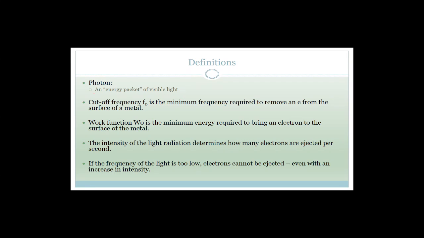A cutoff frequency is the minimum frequency. We call it the threshold frequency. The threshold frequency is the minimum frequency required of the incident light, the light that's shining on it, to be able to remove an electron from the surface of the metal. The work function is the minimum energy required to bring an electron to the surface of the metal. Okay, so we know that E is equal to hf, and E is energy. If you've got the work function, this is equal to hf0, where f0 is the threshold frequency. So the work function is equal to Planck's constant times the threshold frequency.